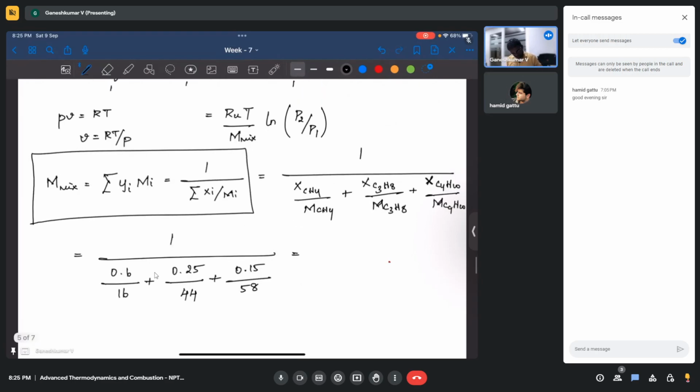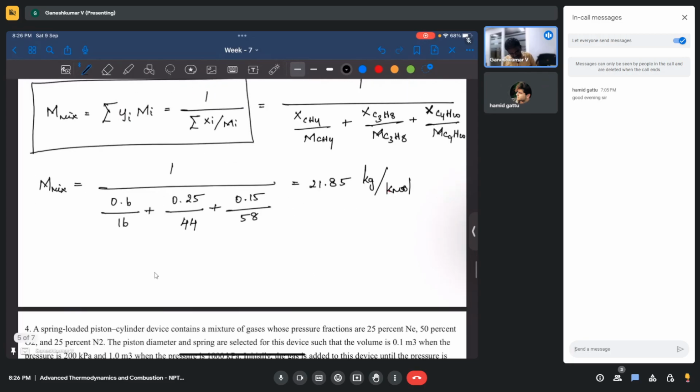What is the molecular weight of the mixture you are getting? So you find that problem solved. It's 21.85 kg per kilomole.